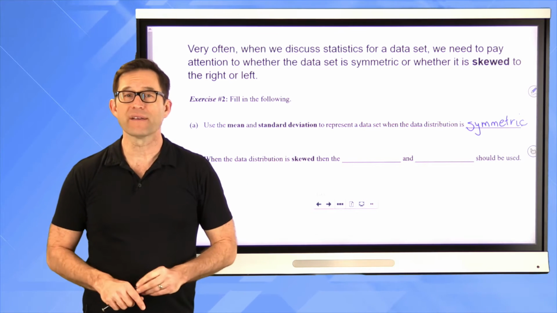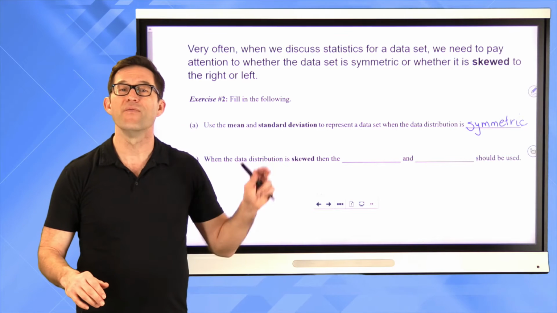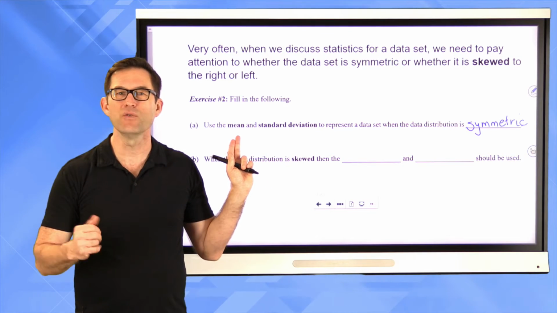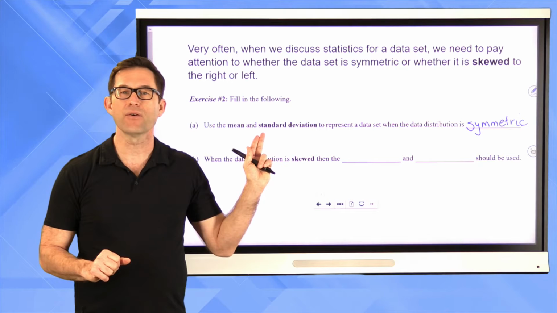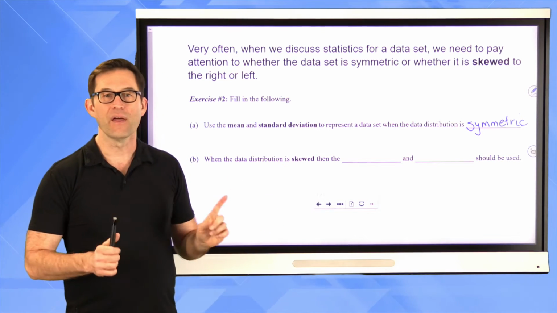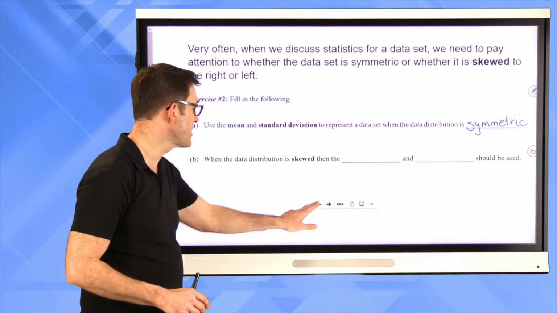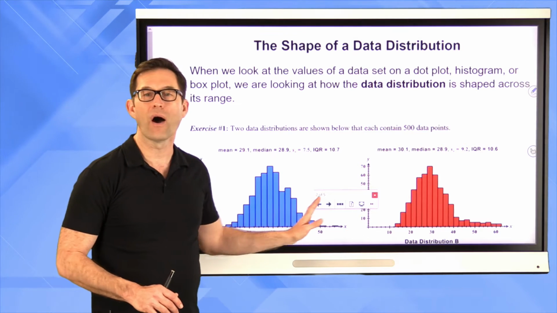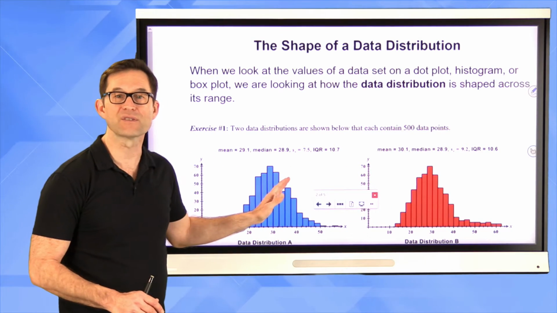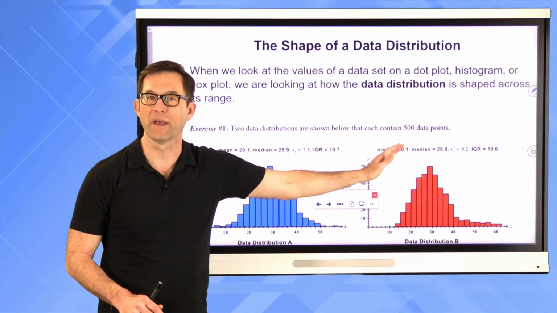But what we saw in the last exercise is that if a data distribution is skewed, then the mean, right, gets too far away from the median, and the standard deviation tends to be a little bit too large, right? On the other hand, letter B, when the data distribution is skewed, then the blank and the blank should be used. So keep in mind, right, in that last exercise, whether or not it was skewed or wasn't skewed, the medians were basically the same and the IQRs were basically the same.